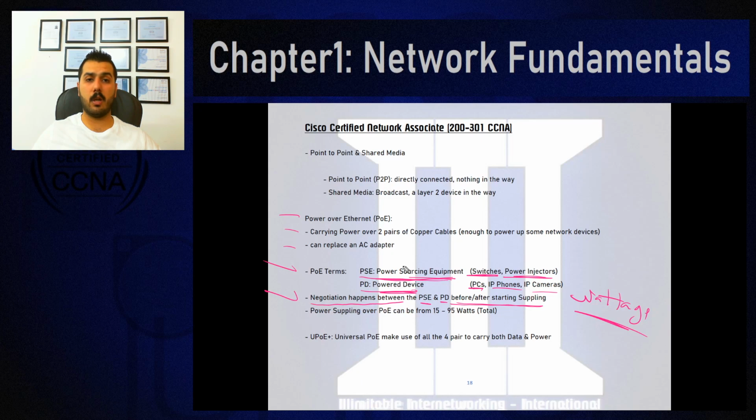They will negotiate with each other. The first device will send something like 3 watts to the other device. If it is enough, the other device will reply that 3 watts is enough. If it is not, it will reply that it needs more.